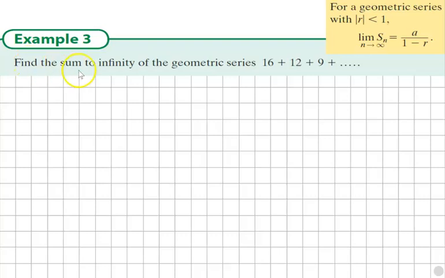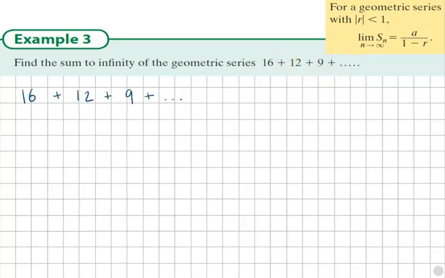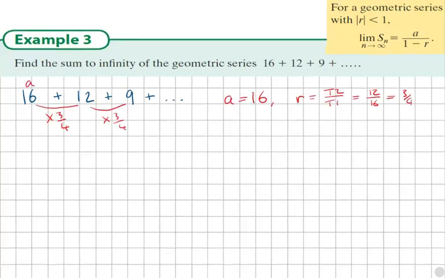So example 3: find the sum to infinity of the geometric series 16 plus 12 plus 9 plus ... So I write out my sequence, 16 plus 12 plus 9 plus ... a is 16, my first term. To get r, I'm going to divide term 2 by term 1. So 12 divided by 16 is 3/4. So we're multiplying by a common ratio of 3/4.